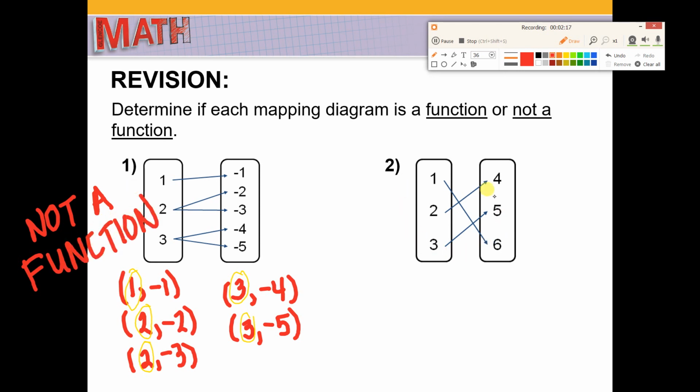Alright, let's now go to number 2. The first thing that we have to do again is to write the ordered pairs. And that would be 1, 6, 2, 4, and 3, 5. Then let's determine our x values. The x values are 1, 2, and 3. Now, since all of the x values are different from each other, this is a function or not? Yep, this is a function.